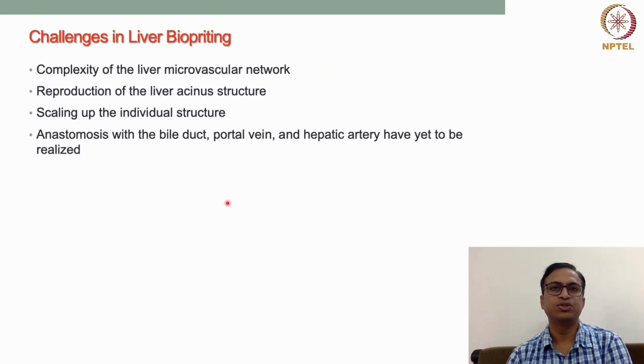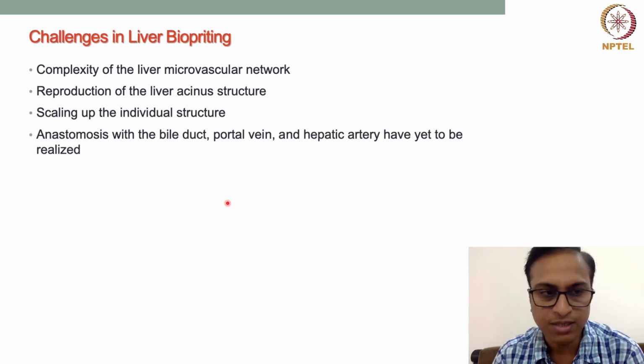All of these can be used as building blocks for further development of liver tissue constructs. The challenge for liver bioprinting is that the liver microvascular network is a highly complex vascular network. It is at the microscale first of all, and then it has a network, so we need to create that kind of network. That is the main challenge of liver bioprinting. We need to create that kind of complexity.